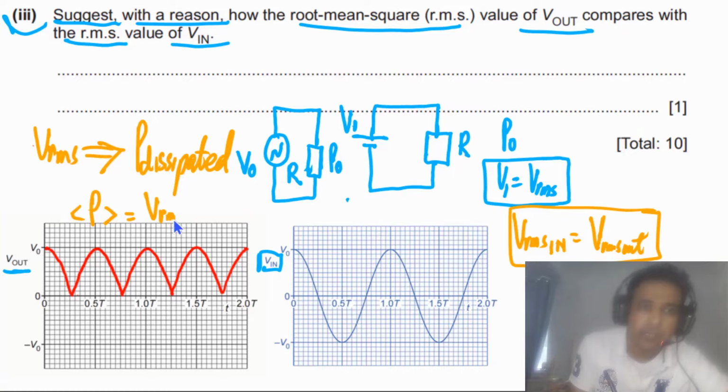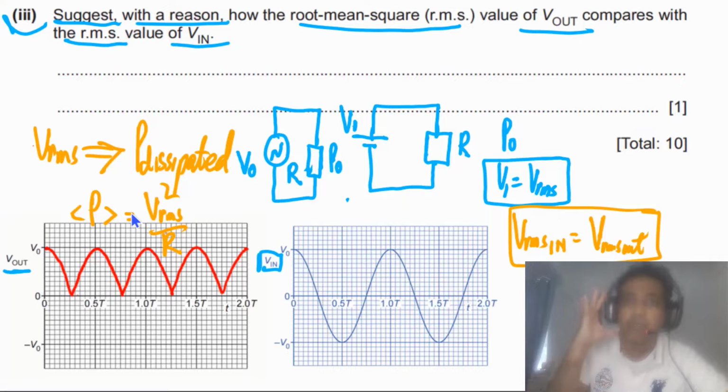This is equal to VRMS squared by R. You can also understand, as we have the square here, power does not depend on negative or positive. So the shape of the power against time graph will be the same. It doesn't matter if the signal has negative value or positive value, as long as they have the same maximum value of V. If the maximum value of V changes, then power dissipated will change because RMS will change. But RMS does not depend on sign, positive or negative.